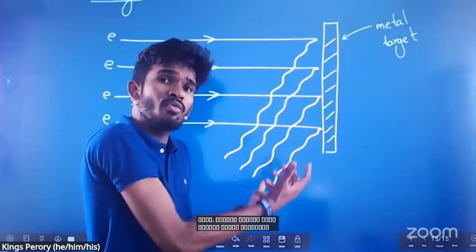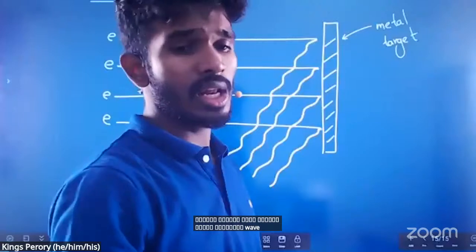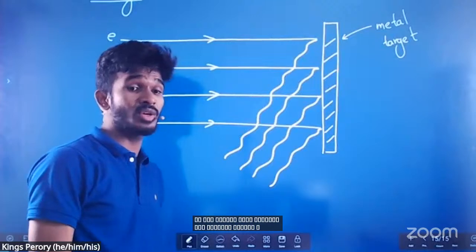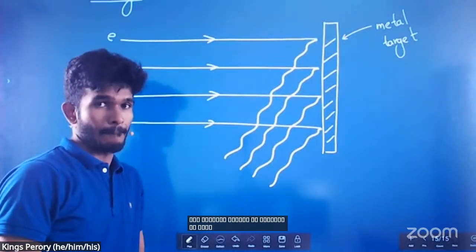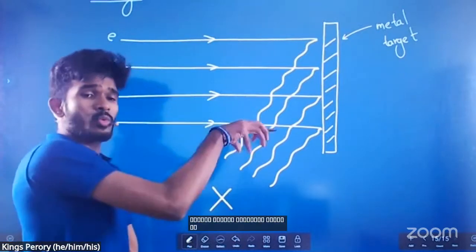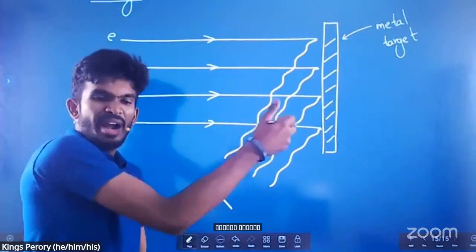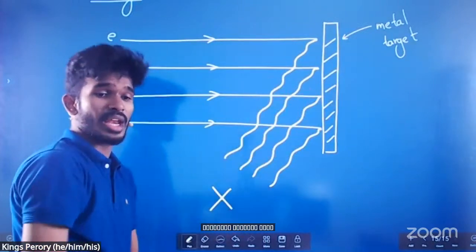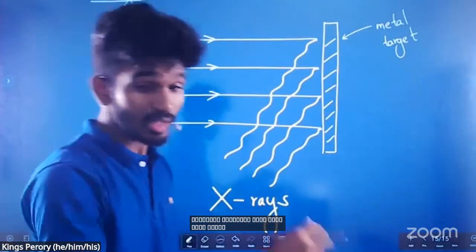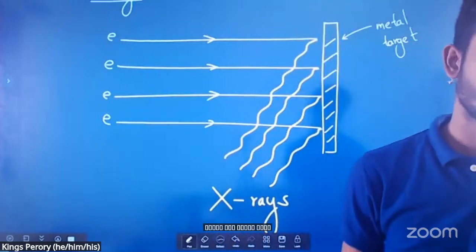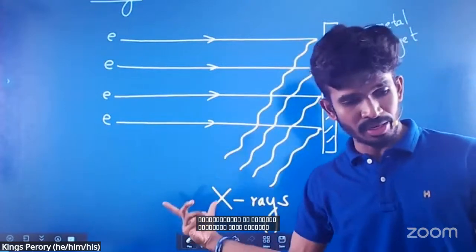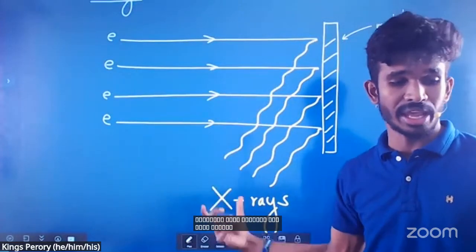You all tell me, in maths, if something is unknown, what's the letter we use to denote it? X. We denote it using X. So these waves were some unknown waves, unknown rays. Therefore, they named it X-rays. That's how X-rays were discovered. A high-speed electron bombarded on a metal target emitted some unknown rays, and those unknown rays were called X-rays.